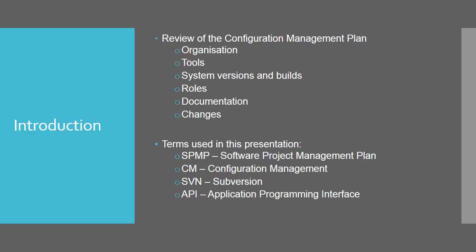This presentation shall critique whether the plan has been well organized and successfully defines the correct management items. These items include the tools used by the project group, how versions or builds of the system are identified and managed, what management roles have been assigned, how documentation is managed, and the method for implementing certain changes to the project. The fact that this document has sufficiently satisfied this criteria shall be made known by the end of this presentation. Please note the acronyms that will be used throughout this video.